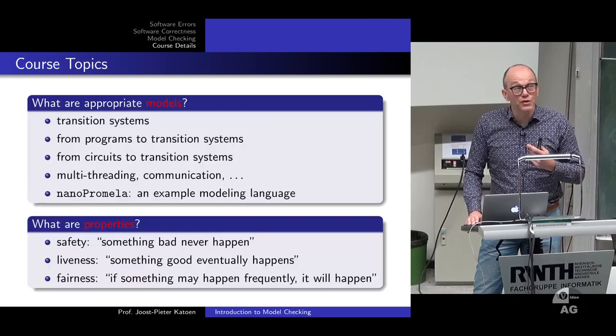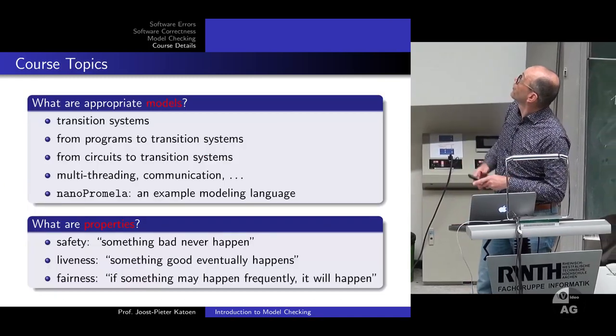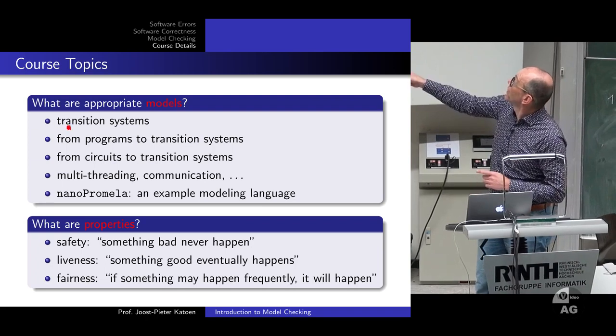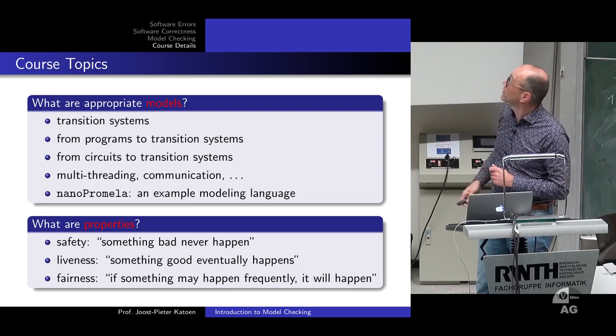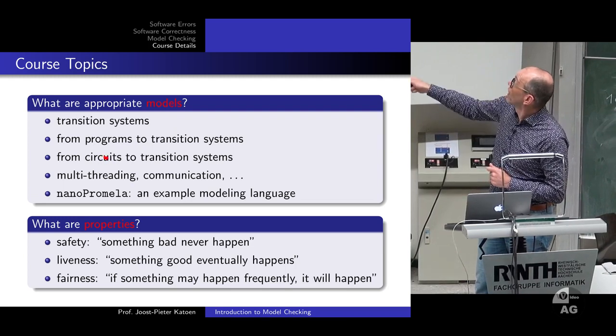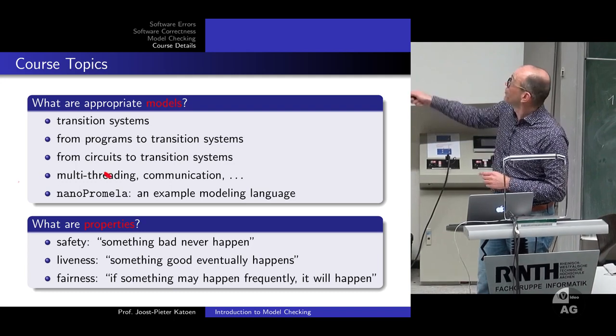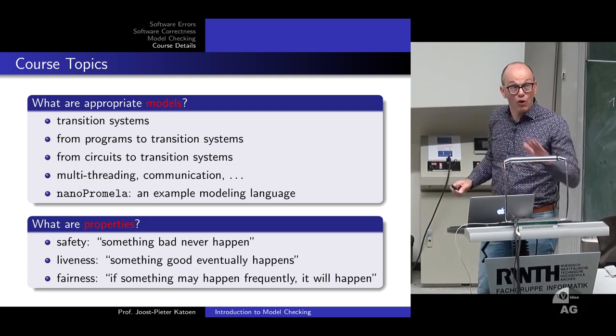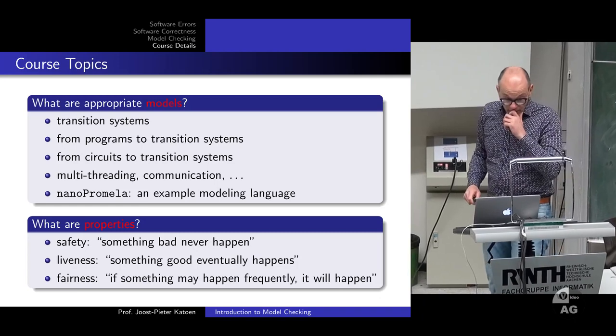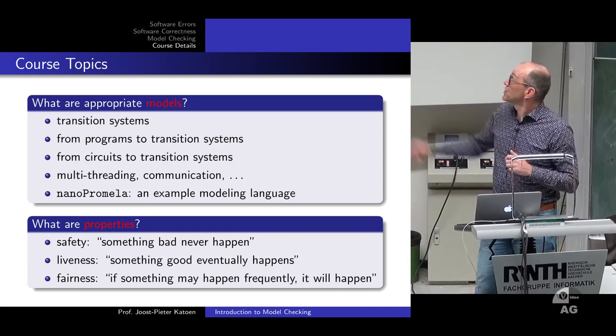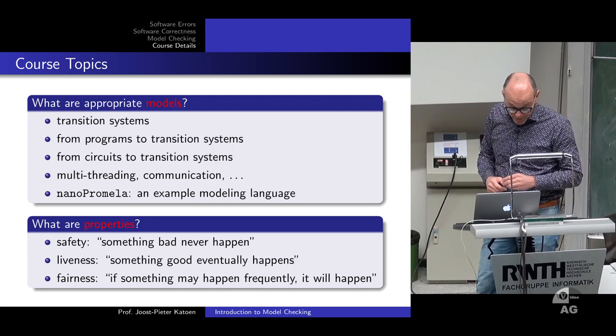What are we going to do in this course? I'm going to tell you first what are models. So I'm going to explain you transition models. We're going to see how you can transform a program into a transition system. We can show you how you can go from a hardware circuit to a transition system. I'm going to explain you things like multi-threading, communication, etc. on the model level. And we have an example modeling language, which is a nano version of Promela.